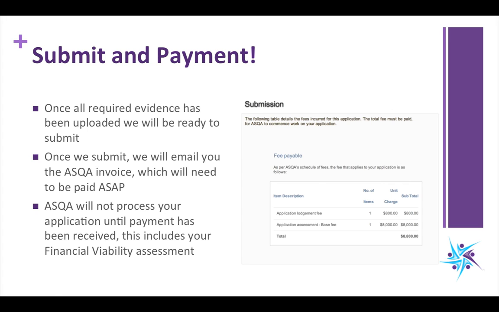On the invoice, there will be a number of ways you can pay. You can pay by direct transfer, there's BPay, there's also credit card. So there's a number of ways that you can pay ASQA. So we'll email you that invoice and then it will be up to you to process that payment. Your CLO will chase you to make sure that that's been paid because it won't progress. We'll check on ASQAnet on a regular basis, but it won't progress until that payment has been paid.